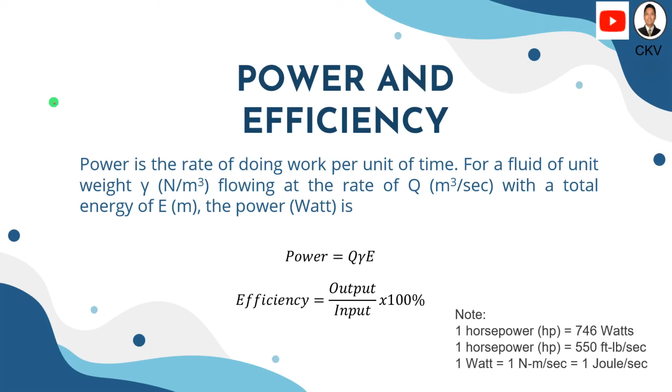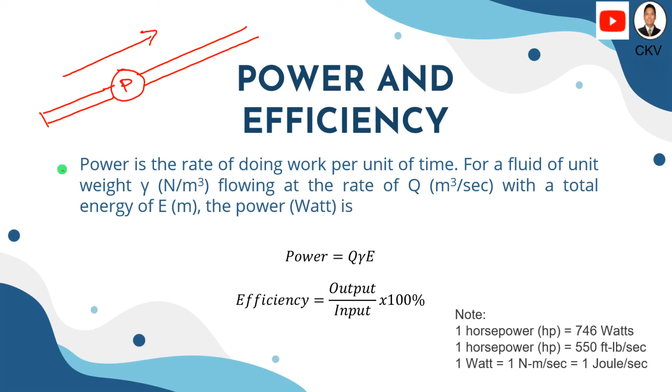Let's say this is our pipe where we installed a turbine or pump. Okay, let's say pump because it's going upward. So if we compute the power at point 1, that will be your input. Okay, power input. And when we compute the power at point 2, that will be our power at the output.